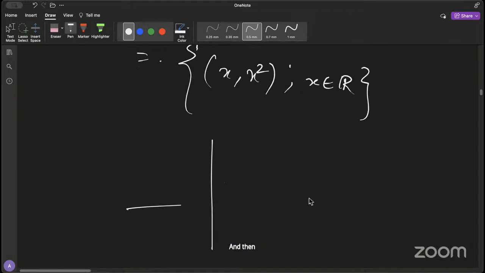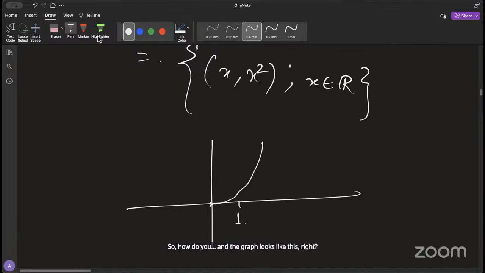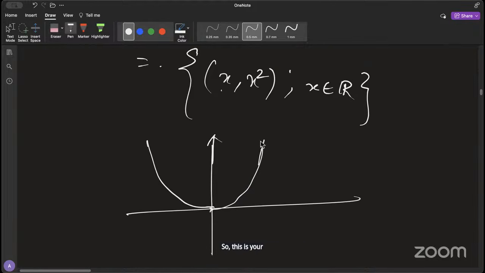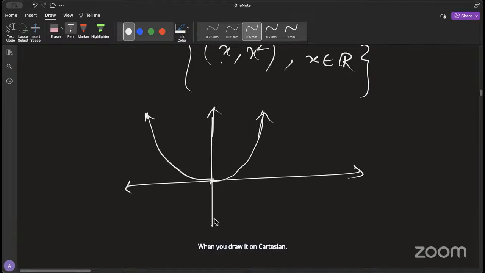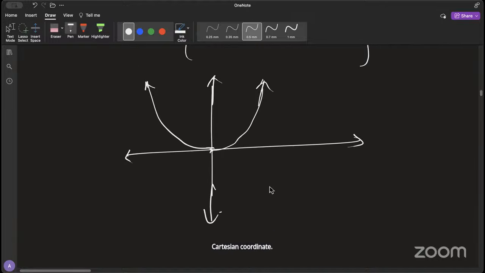And then if I plot all these points, it will be like this. At this point, you have to take 0 and the square of 0, so it's this point. At 1, I can't possibly draw all the points here, right? And the graph looks like this. The graph of x squared is this. And in set form, it's this, where you take the x coordinate here and the y coordinate here. So this is your graph in set form, and this is what your graph looks like when you draw it in the Cartesian coordinate system, right?